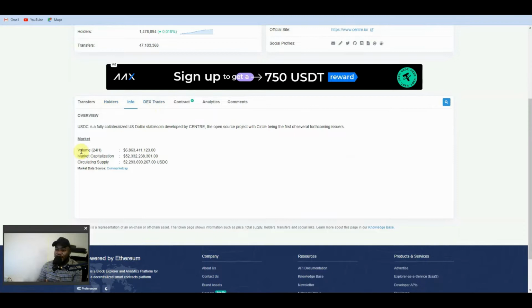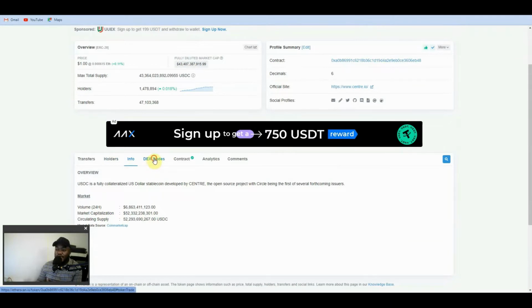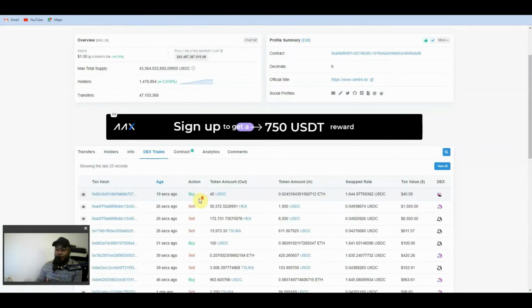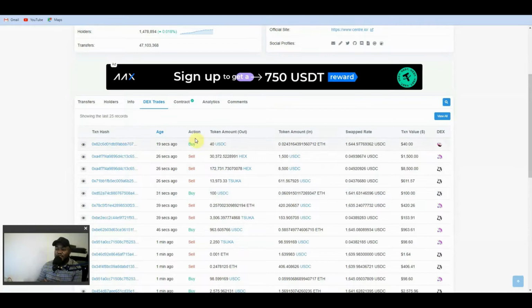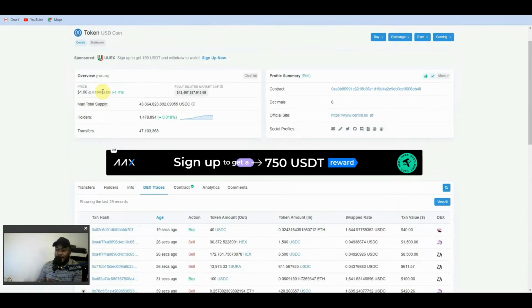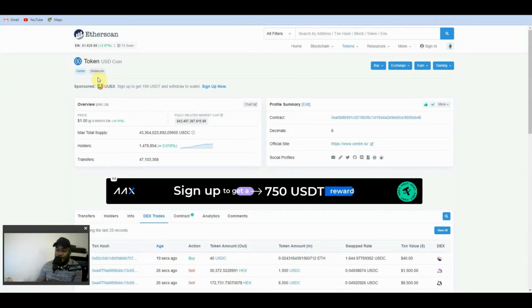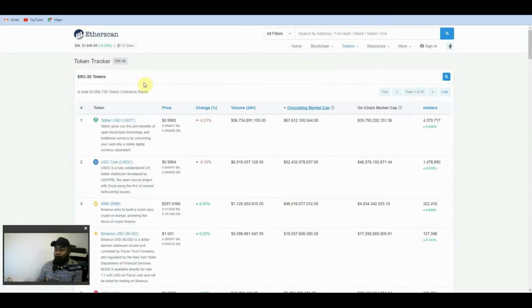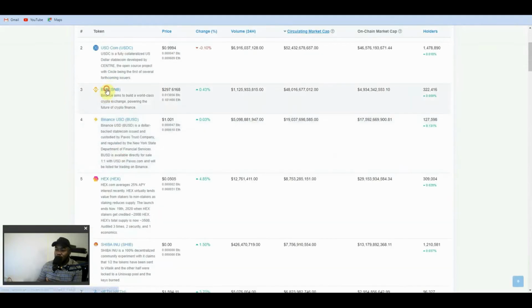So now the volume of this is 6 point something. The market capitalization, total supply, you can do all these things here. DEX trade, all the transactions that are going on in DEX of this particular token is here. You can find it here. I'm checking on USD stable coins, but here there are many. If you want to find TRC20 tokens, you just click here.